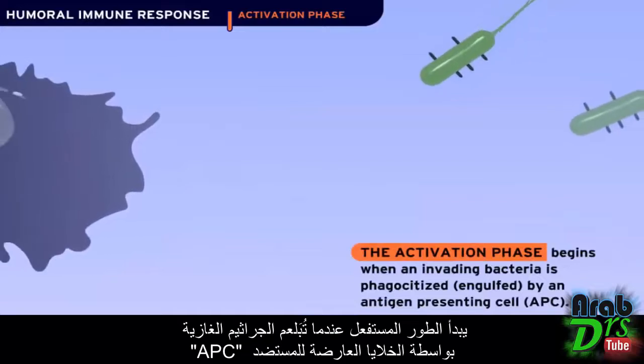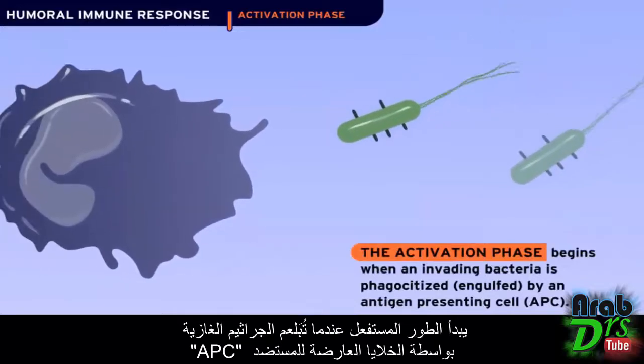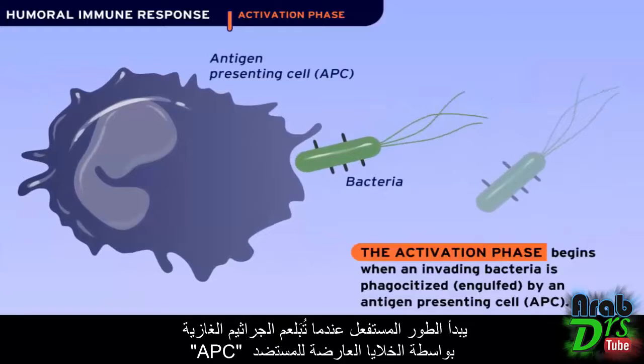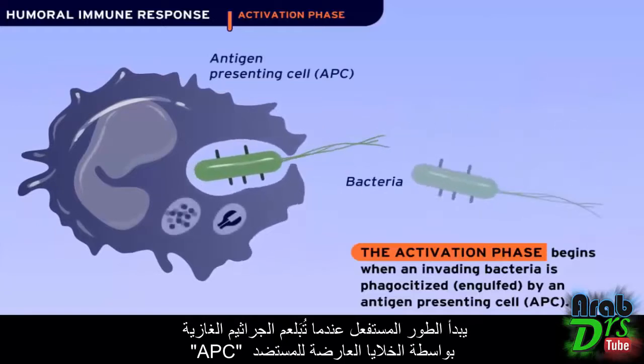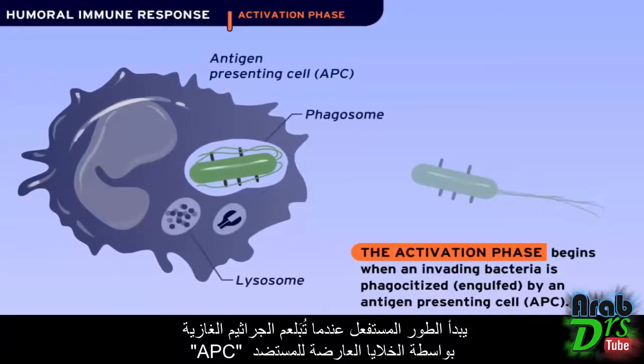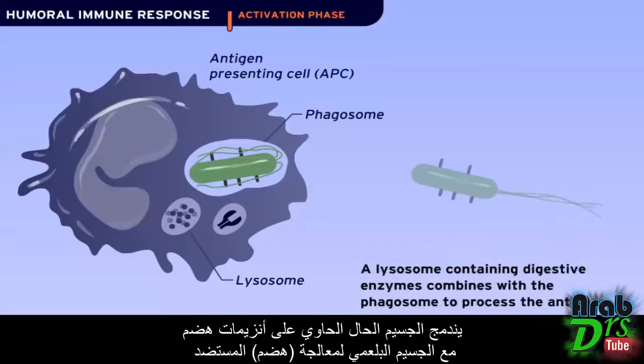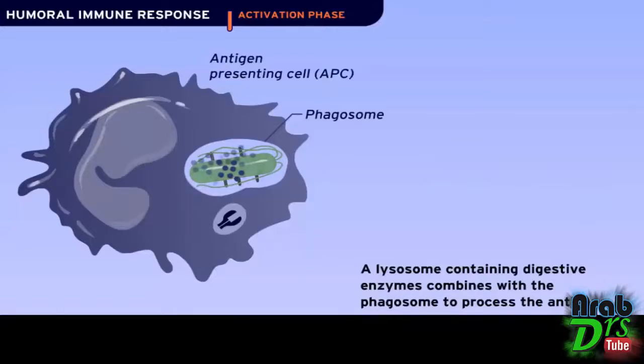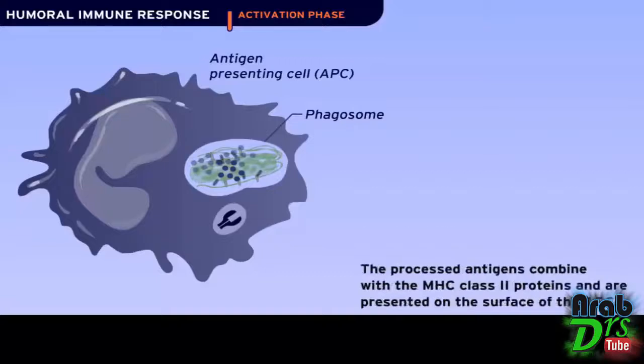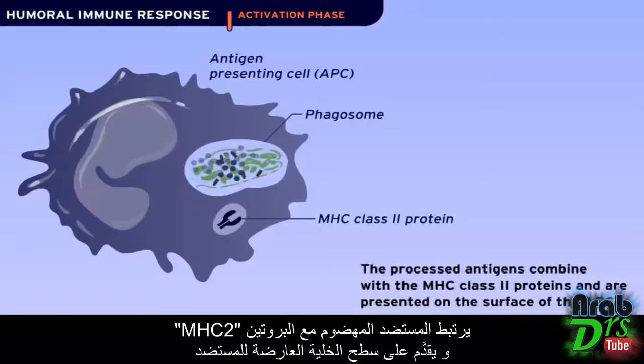The activation phase begins when an invading bacteria is phagocytized, engulfed, by an antigen-presenting cell, APC. A lysosome containing digestive enzymes combines with the phagosome to process the antigens. The processed antigens combine with the MHC class II proteins and are presented on the surface of the APC.